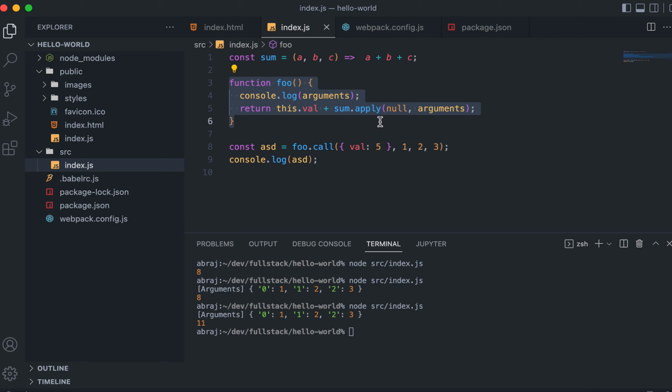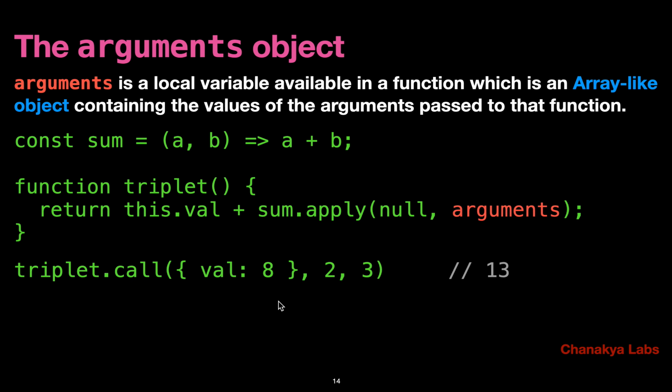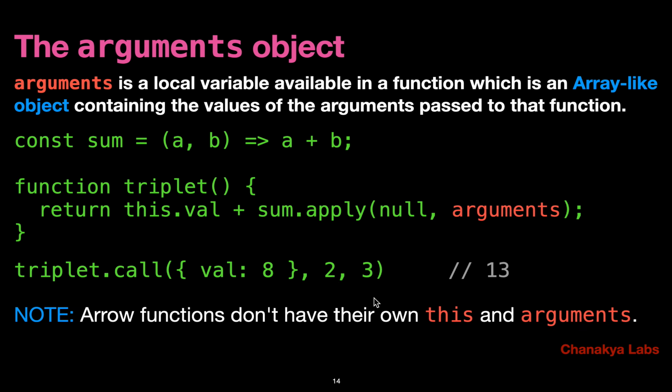So arguments can be useful in situations like this. So if you have a particular this, then 8 plus 2 plus 3, that will be 13, right? Just to highlight the point again, arrow functions don't have their own arguments variable, and arrow functions don't have their own this variable.